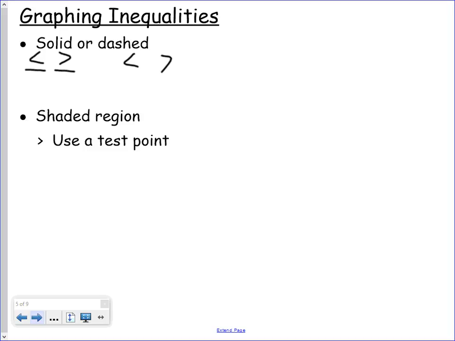Dashed is the same as open, so it's saying, here's the point that serves as a boundary, but don't pick this point because it doesn't work in the inequality. It makes it equal instead of less than or greater than.